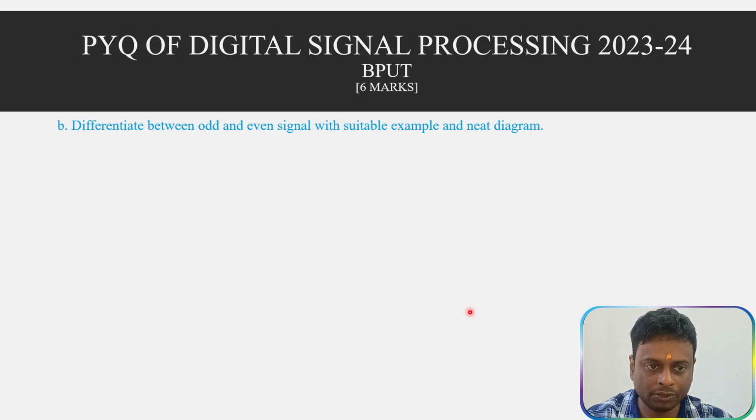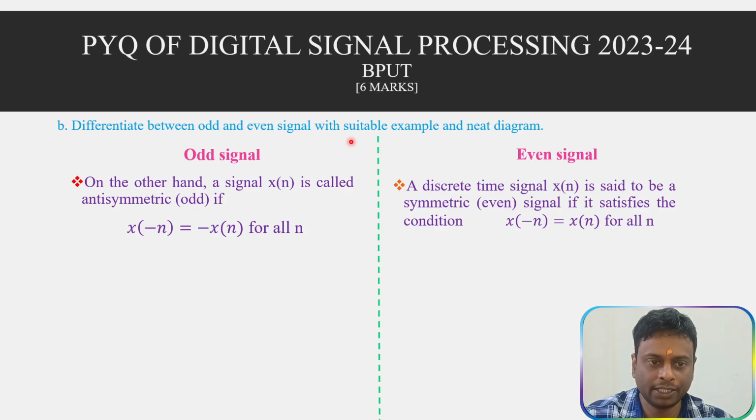The second question is: differentiate between odd and even signal with suitable example and neat diagram. A discrete time signal is said to be anti-symmetric or an odd signal if x of minus n equal to minus x of n for all n. Similarly, a discrete time signal x of n is said to be a symmetric or even signal if it satisfies the condition x of minus n equal to x of n. So if this is satisfied, it is an even signal. For an odd signal, x of minus n equal to minus x of n.